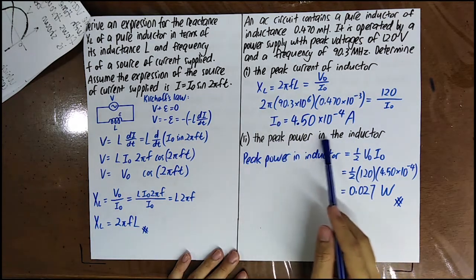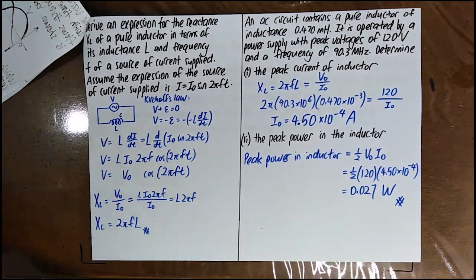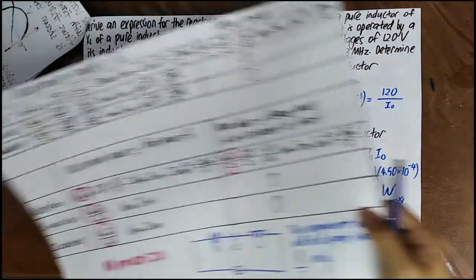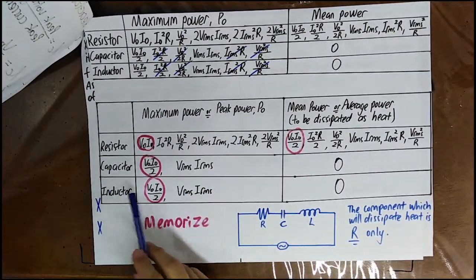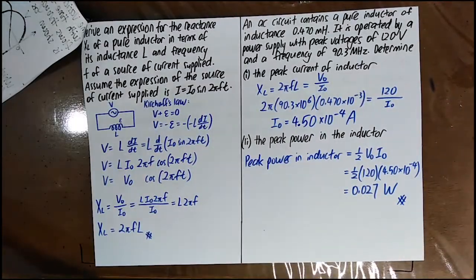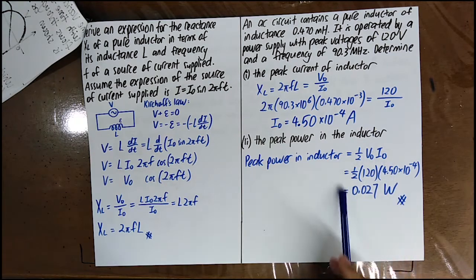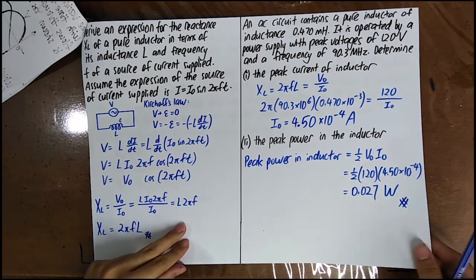The peak power in the inductor is half V0 I0. Always remember this. The peak power for the inductor is V0 I0 over 2. Then you substitute everything inside. Then you can get the peak power of the inductor.